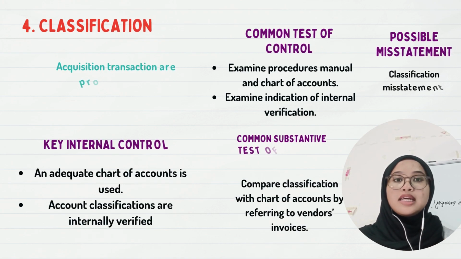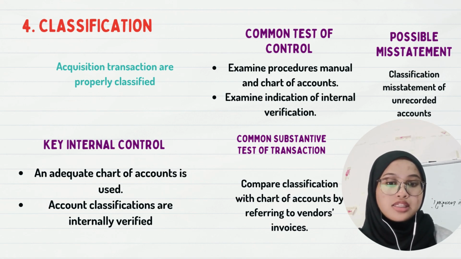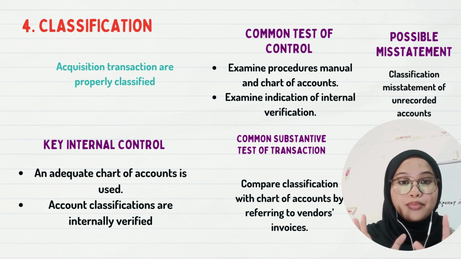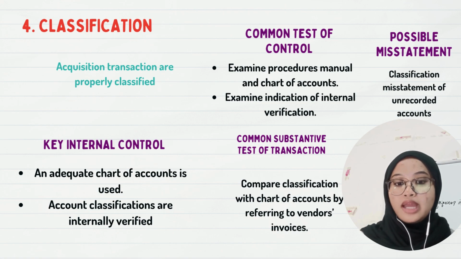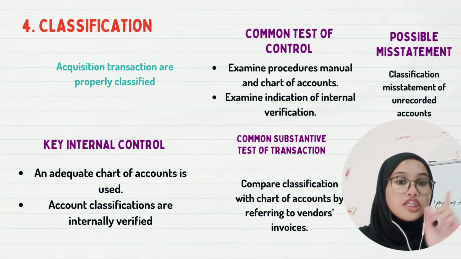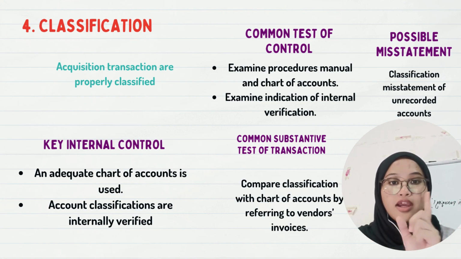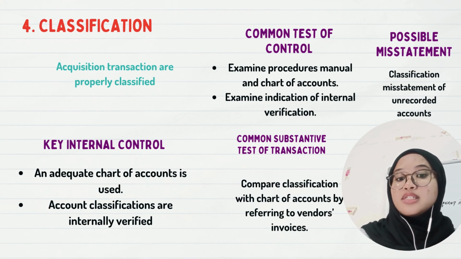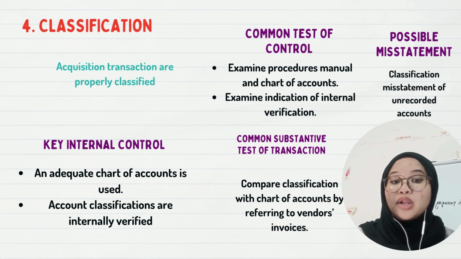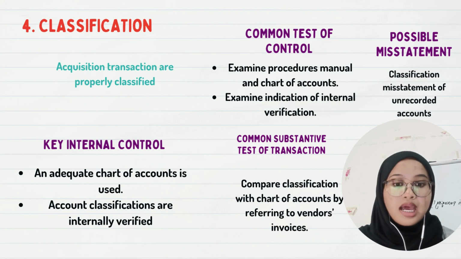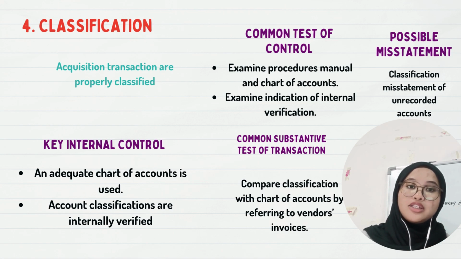The fourth one is classification. The transaction related is acquisition transactions are properly classified. For key internal control, an adequate chart of accounts is used. Account classifications are internally verified. For the first procedure, which is common test of control, we're going to examine procedure manual and charts of accounts and also examine indication of internal verification.